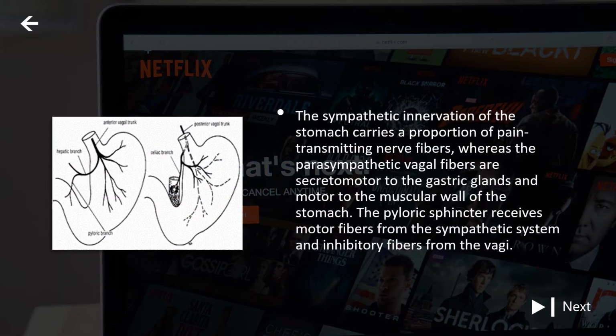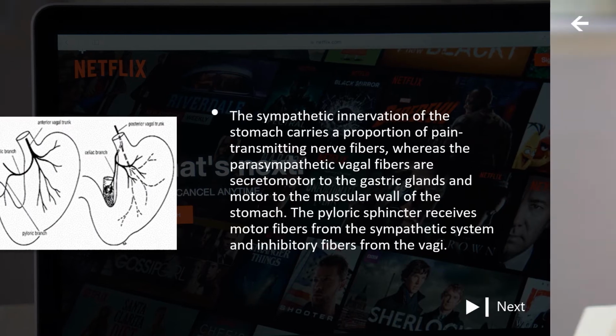The sympathetic innervation of the stomach carries a proportion of pain-transmitting nerve fibers, whereas the parasympathetic vagal fibers are secretomotor to the gastric glands and motor to the muscular wall of the stomach. The pyloric sphincter receives motor fibers from the sympathetic system and inhibitory fibers from the vagi.